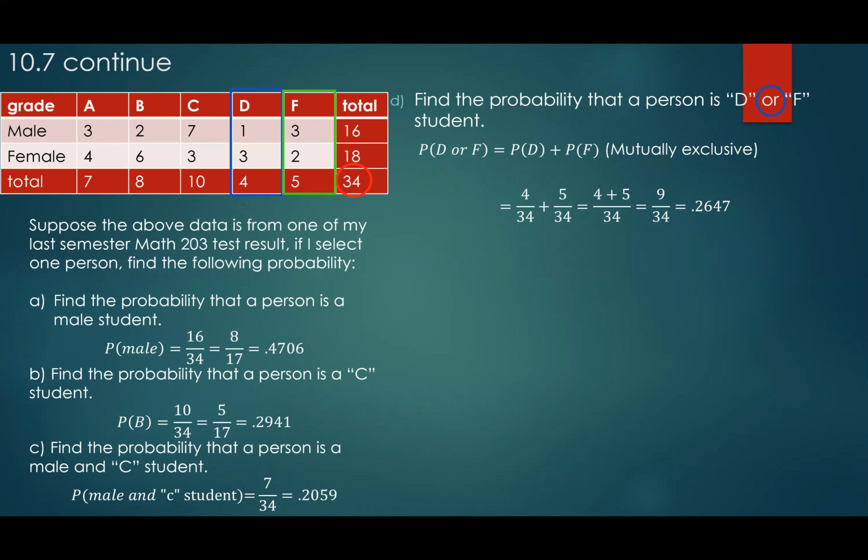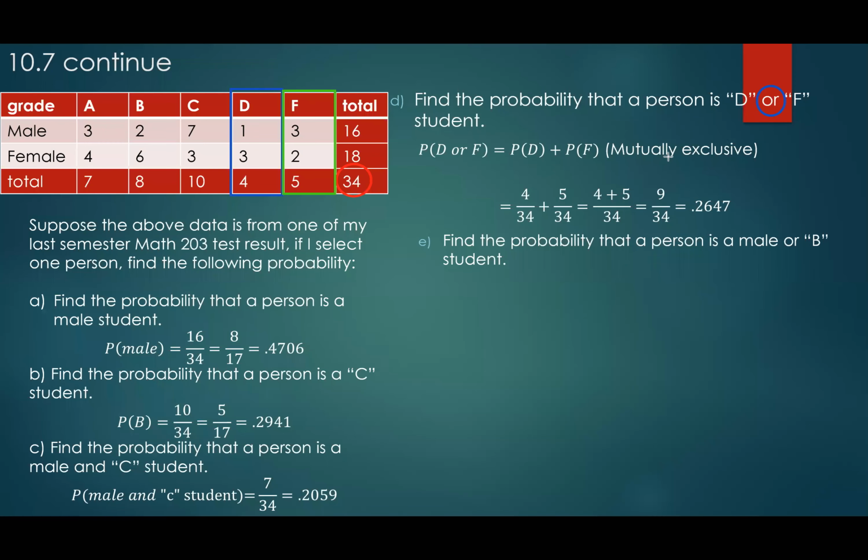And if they're mutually exclusive, life is good. If they are mutually exclusive, all you need to do is add them together and divide by the total. 4 D students out of 34 plus 5 F students out of 34, and if you add them up, you have 9 out of 34. And that's what you have. Okay, and now, if I change it around, I don't think you guys have a question about mutually exclusive events.